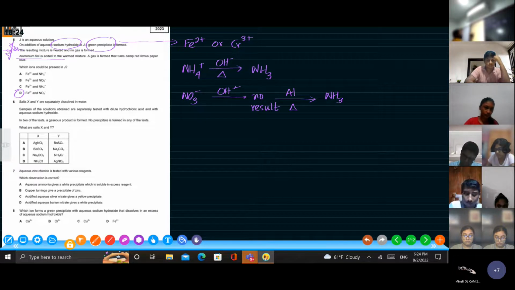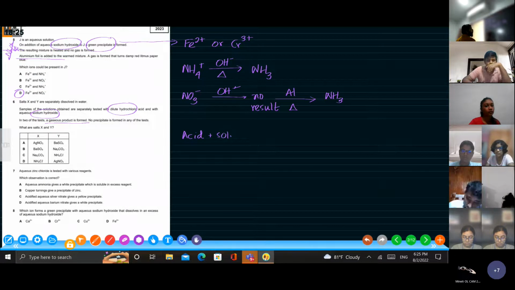Next one: samples of solution obtained separately tested with dilute hydrochloric acid and sodium hydroxide. In two of the tests, gaseous products form. Now you can apply what you just learned. If you add an acid to a solid and you get a gas, then what should the solid be? A metal, carbonate or sulfide. If they say this gives you a gas, the solid should be, as you learned today, a metal or a carbonate or a sulfide.